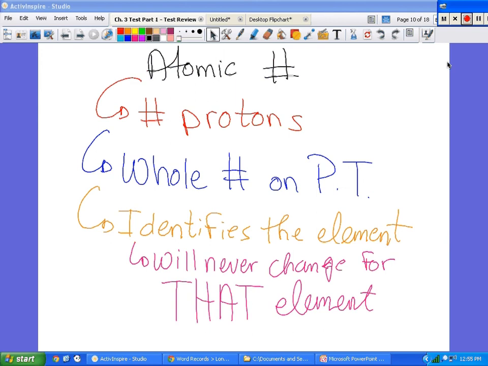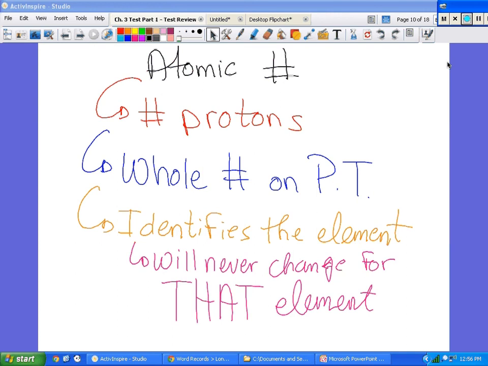That number tells me the number of protons. So again, the atomic number is very vital. There are a lot of questions on the test dealing with this and being able to figure it out. You will have a periodic table on your test. It identifies the element, and it will never change. If I'm talking about neon, neon will always have atomic number 10, always 10 protons. Can the neutrons change? Yes. Can the electrons change? Yes. But can the proton number ever change for that element? Never, ever. Do not ever change the number of protons for that element.